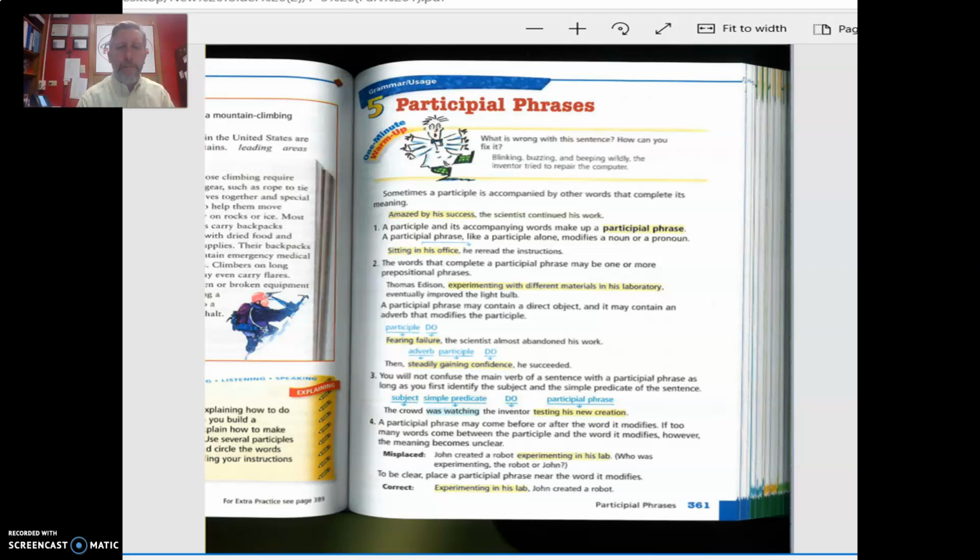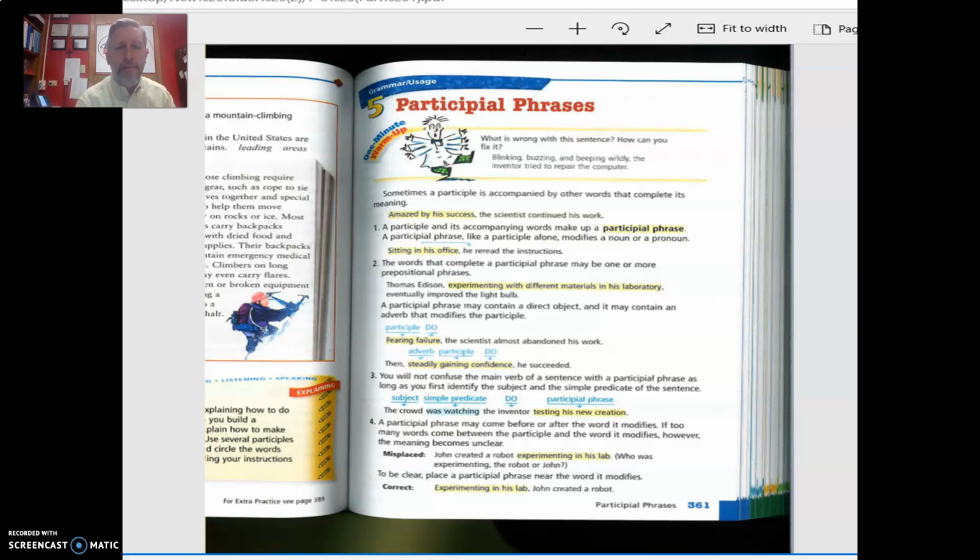We'll start right below the 1-minute warm-up. If you want to do that on your own, you can. We're going to skip that for now. Right below that it says sometimes a participle is accompanied by other words that complete its meaning. Amazed by his success. Now notice amazed is a participle. It can be a verb, but it's not used as a verb in this case. It's actually the beginning of a participial phrase that is also going to serve as an adjective. So: amazed by his success, the scientist continued his work.